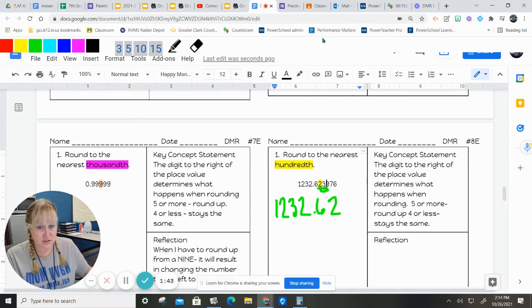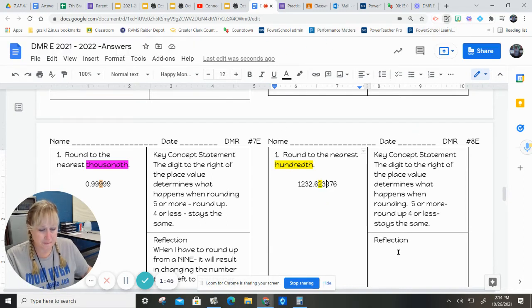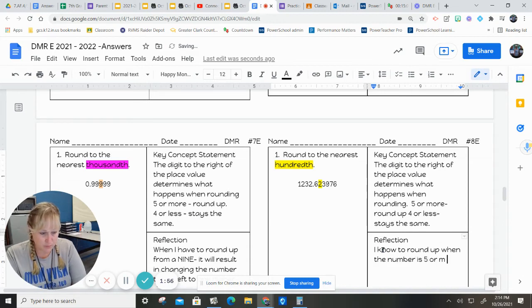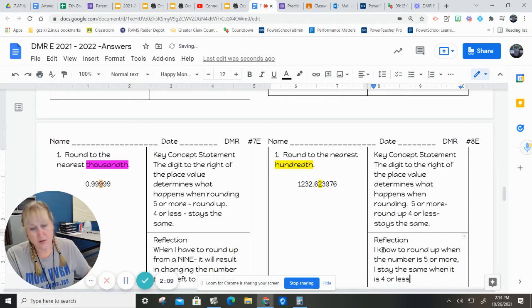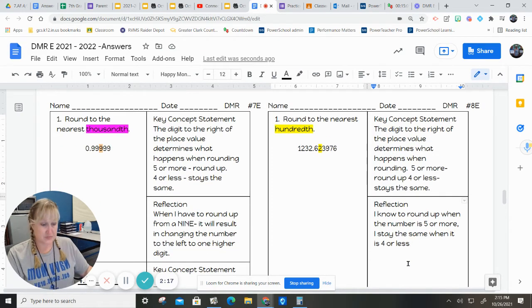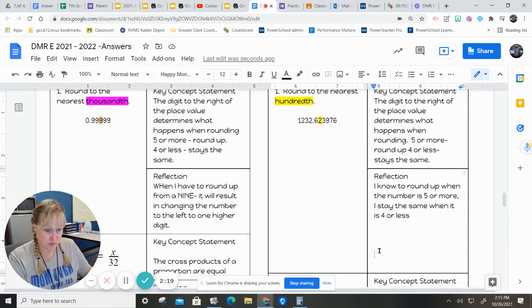Reflection. So make sure you've got your answer. I know to round up when the number is 5 or more. I round, stay the same when it is 4 or less. So push pause, make sure you have something written. Your reflection does not have to be mine, but it has to be something. Then we will move on to cross multiplication.